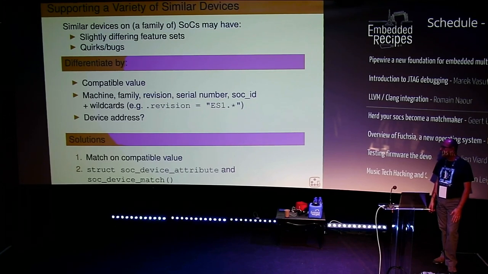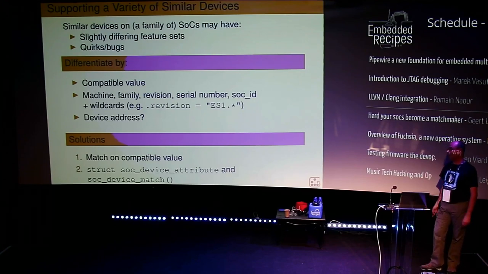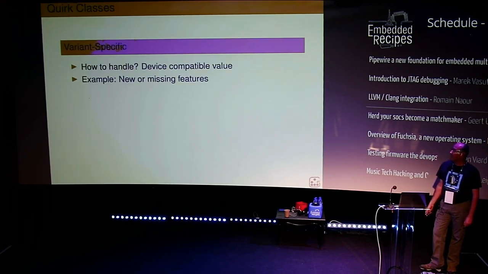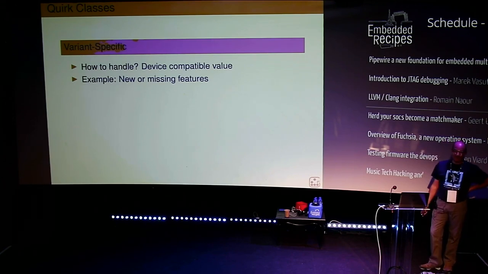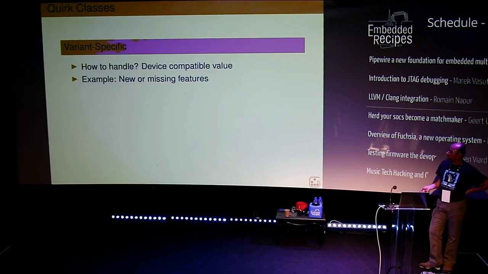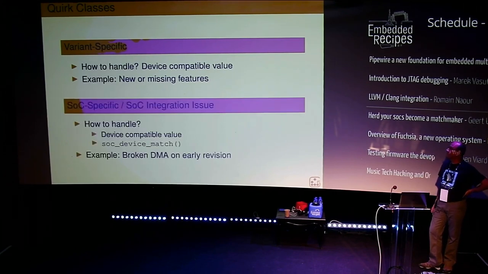So the solutions I offer there are first to match on the compatible value. And if that doesn't work, use the SoC device match call. And so you can match on any of the other things. So the different cases you want to handle, first one is the variant specific. So if on one specific SoC it behaves differently or it has additional features, you can match on the compatible value. An example of that is just that the new version has more features, or perhaps it has less features. That can also happen.